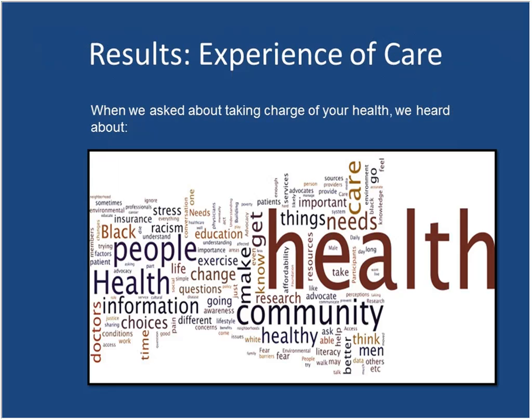So it was a listening session, so we used this Wordle type of thing that's very popular now. And I think people who are familiar with it know that the larger and bolder the letters, the more people talked about that word, the more that word came up. So this, for experience of care, which is part of the triple aim, when we asked about taking charge of your own health, you can see here that people use the word health and people, health information, choices, community, but they also use things like stress and racism and differences and things that express some frustration. So I'm just going to give you an idea about more specifically what they said.